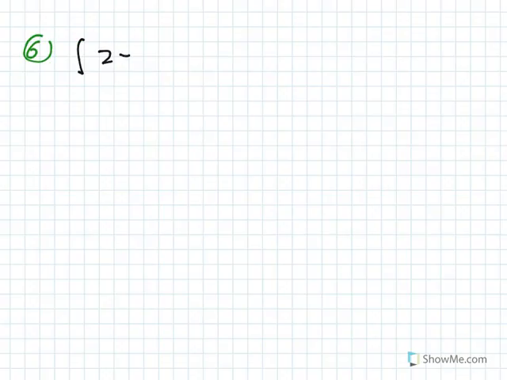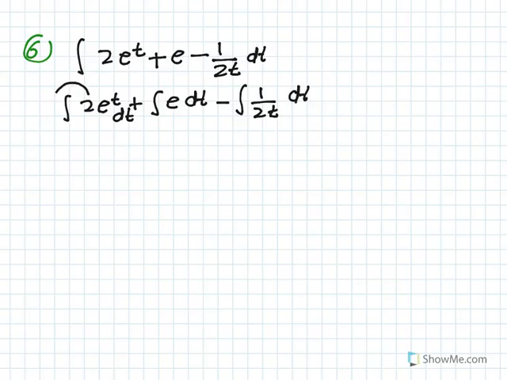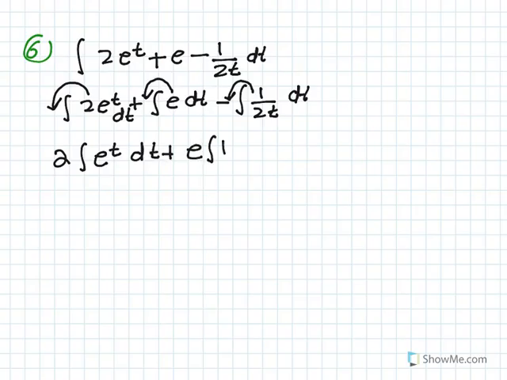Here we have the integral of 2e to the t plus e minus 1 over 2t dt. Let's split up the integral. Integral of 2e to the t dt plus integral of e dt. I forgot to add a dt here. Minus integral of 1 over 2t dt. Constants pass through the integral. So the e passes through, the 1/2 passes through as well. So we get 2 times the integral of e to the t dt plus e times the integral of 1 dt minus 1/2 times the integral of 1 over t dt.